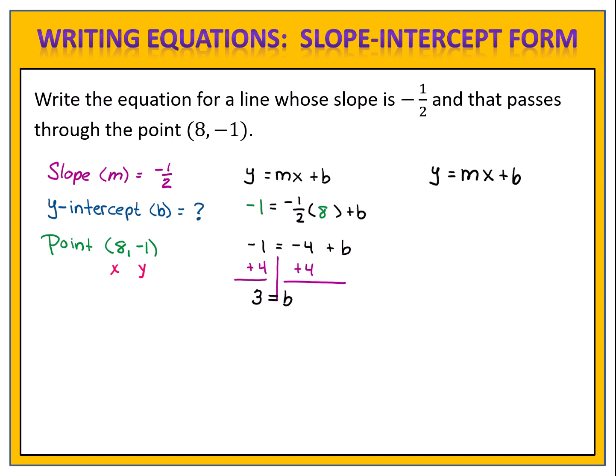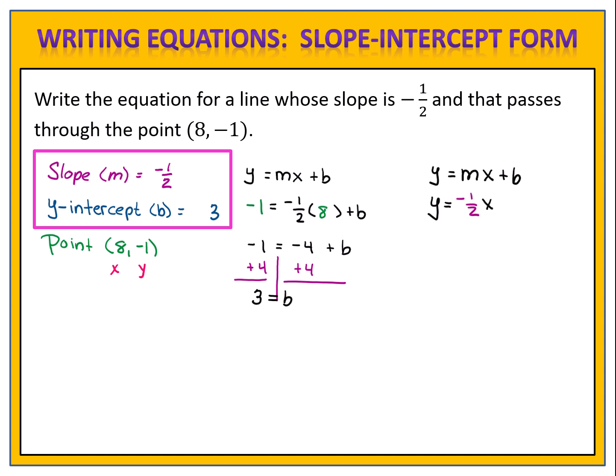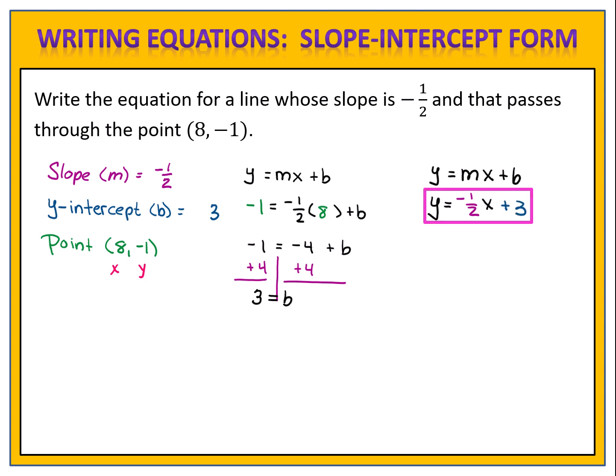In this equation, b equals 3, which means the y-intercept is 3. Now that we know the slope and the y-intercept, we can write the equation. y equals mx plus b is y equals -1/2 x plus 3. This is the slope-intercept form of the equation that has a slope of -1/2 and that passes through the point (8, -1).